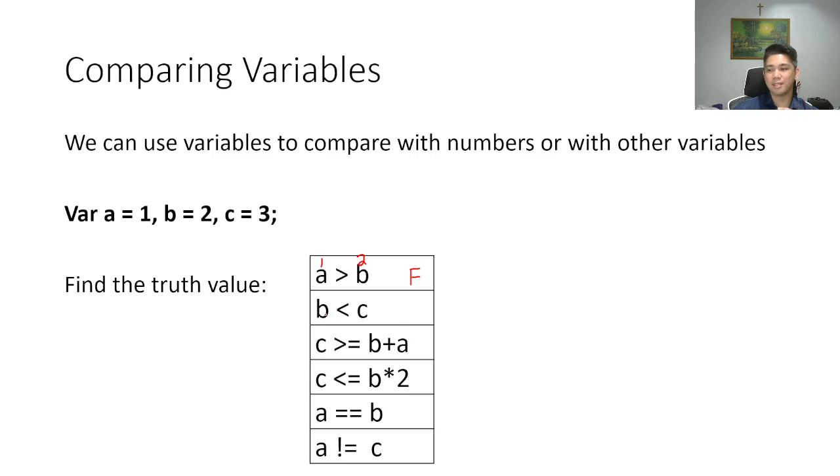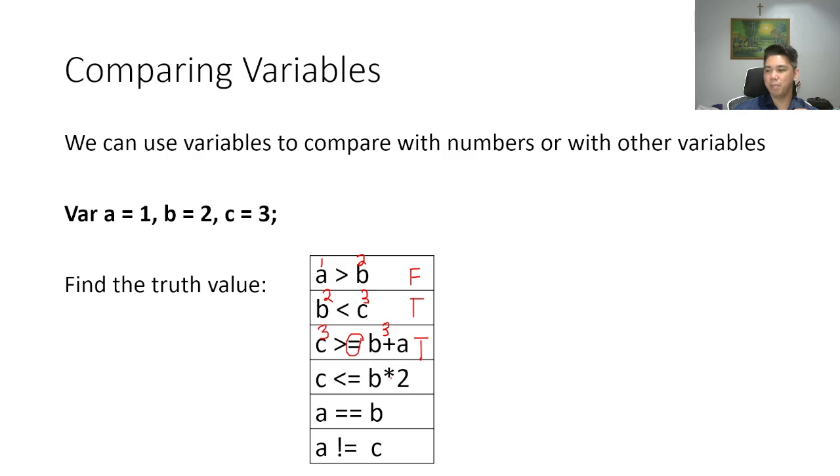What is B less than C? B is 2, C is 3. So we are asking if 2 is less than 3. The answer is true. C is greater than or equal to B plus A. So now there is an arithmetic operator plus. So we have to determine first the value of B plus A. B is 2, A is 1. So B plus A is 3. And C is also 3. So 3 greater than or equal to 3. Since there is an equal, the answer is true.